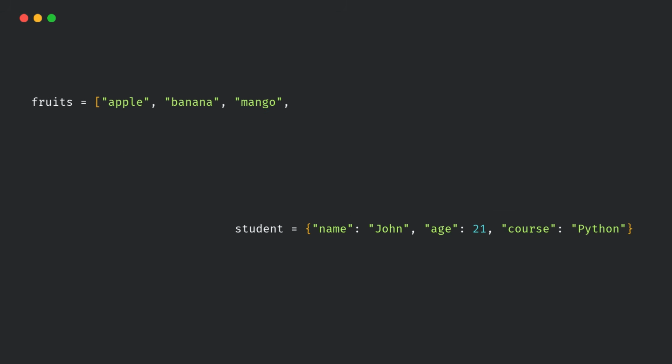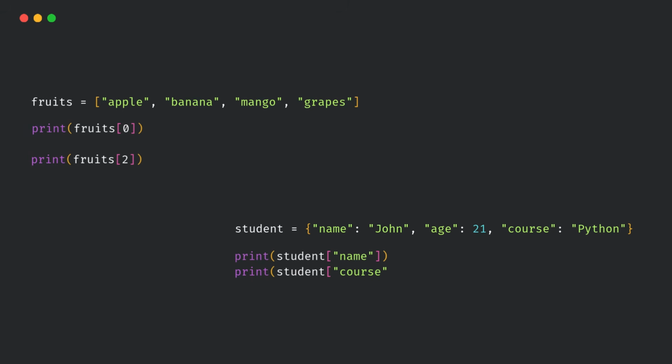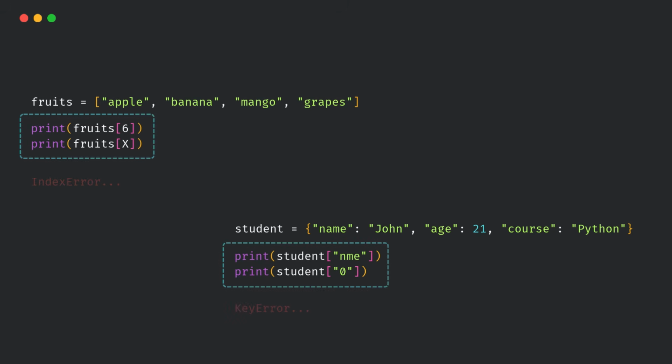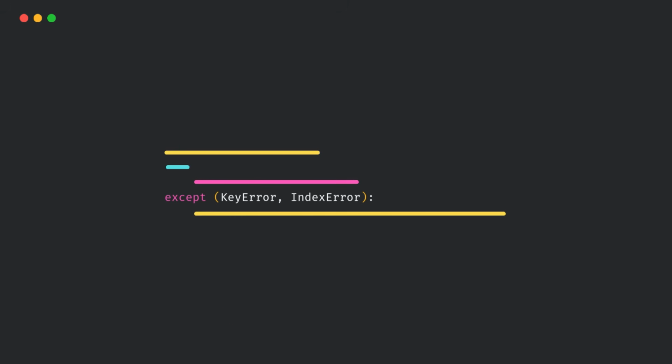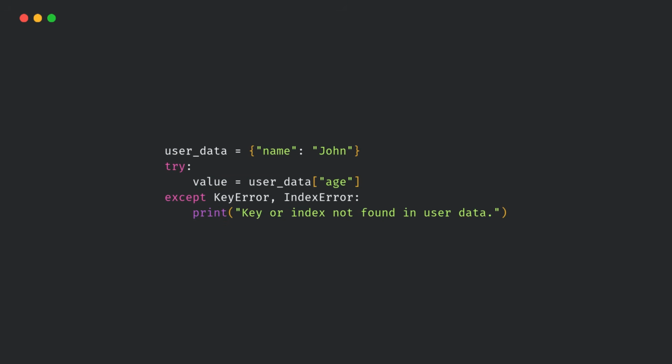Now imagine you're accessing data from a dictionary or a list. If the key or index is wrong, you'll get an error. Previously, you had to write it like this. But in Python 3.14, you don't need the parentheses anymore. It looks small, but it makes the code more readable and cleaner.